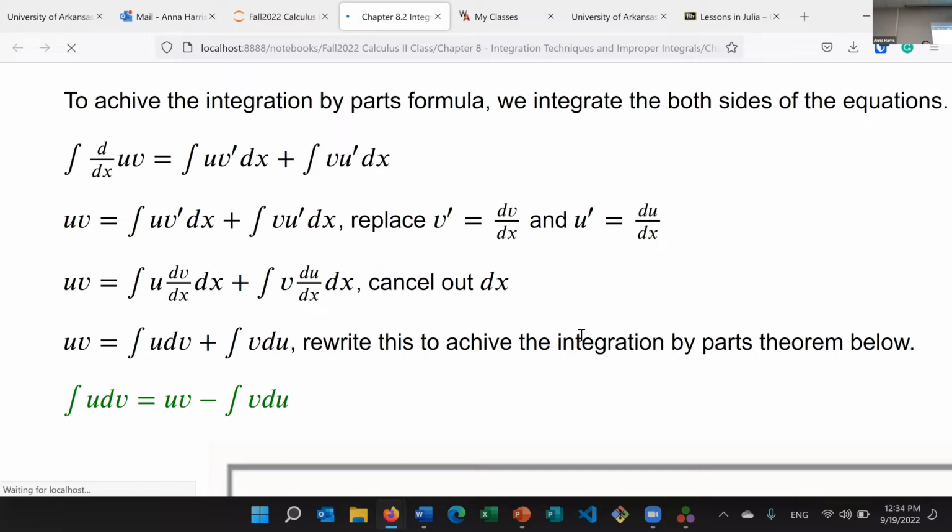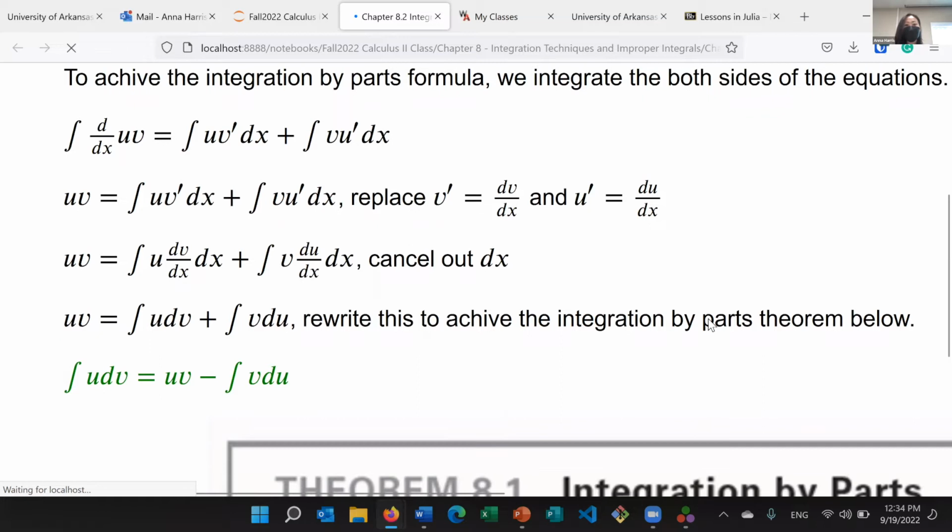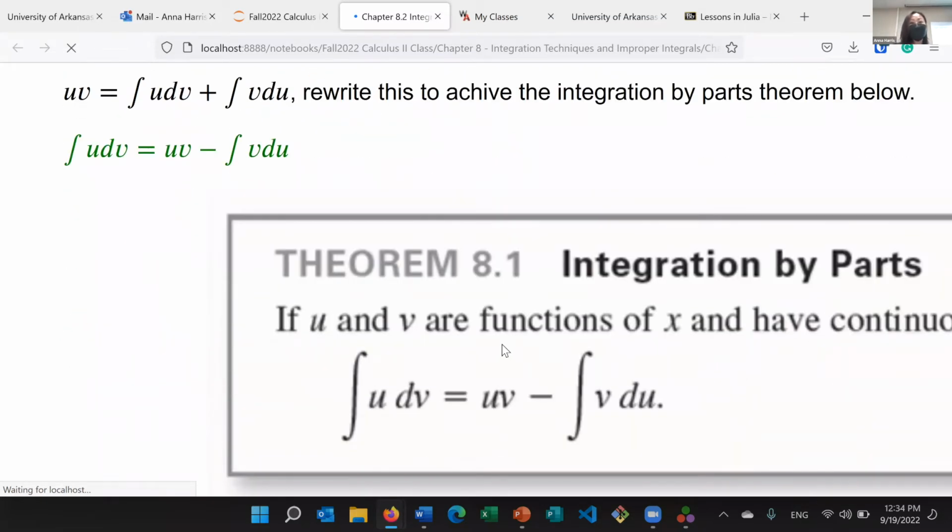Let me explain what they are. I will go over three examples with you. Everybody with me? Okay. So look at the theorem first.